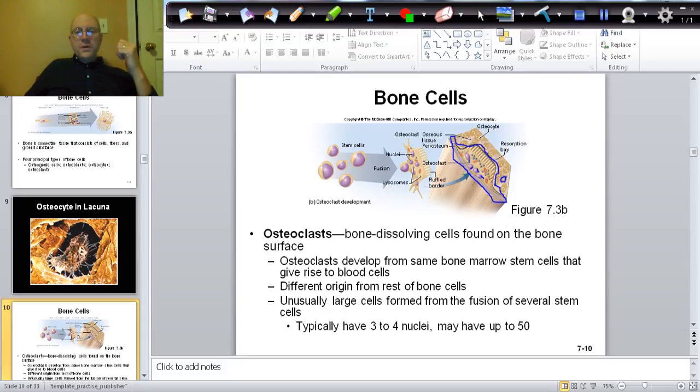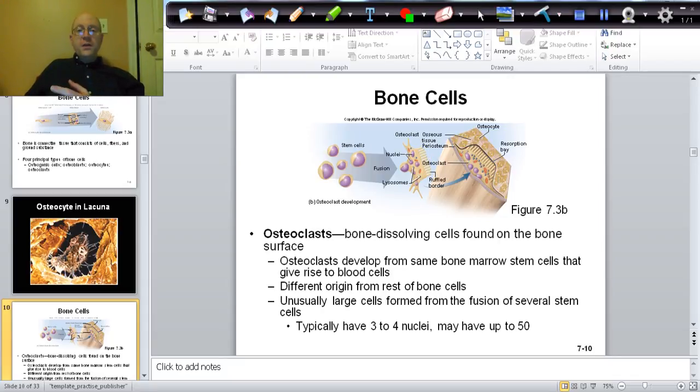But what it grows is a ruffled border on its deep side. That ruffled border is made up of a bunch of microvilli, which allow for better, faster absorption and secretion. Well, in this case, it's secreting. What it's secreting is hydrochloric acid. That hydrochloric acid that's released from these microvilli now can dissolve bone matrix and create an indentation in the bone surface, called a resorption bay.